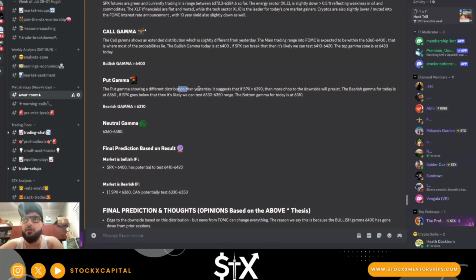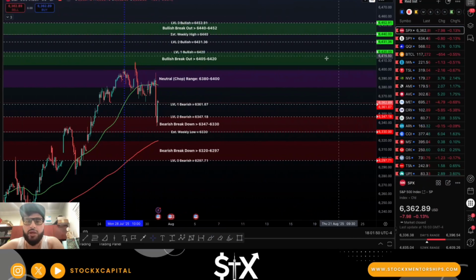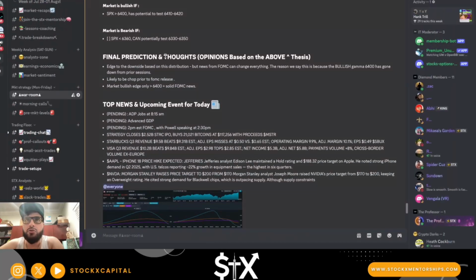And I mentioned over here that if SPX is not able to get above 6390, there will likely be more chop and downside will persist. Under 6330, you're likely to see the 6330 and 6350 range. This was key, okay? So you want to keep that in mind. I said if SPX gets below 6360, you're likely to see this. This is why it's very important, and it also matches what we have in our SPX map over here as well. Slightly under this, you're going to see that bearish breakdown right over there. So very crucial to go over that.